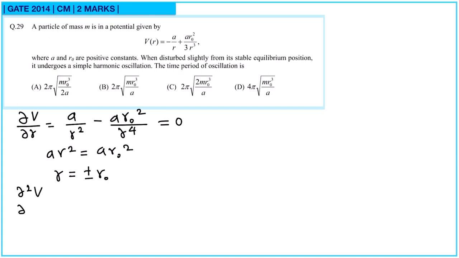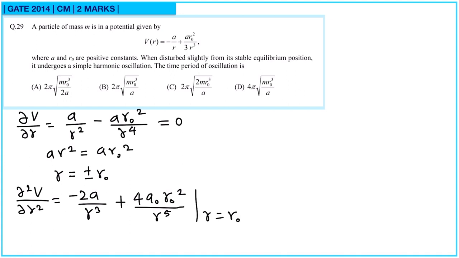Second derivative dou 2V by dou r square will be equal to minus 2A r cube plus 4A r naught square upon r raised to 5. Let us calculate its value at r is equal to r naught. This will be equal to minus 2A by r naught cube plus 4A by r naught cube, which is equal to 2A by r naught cube.